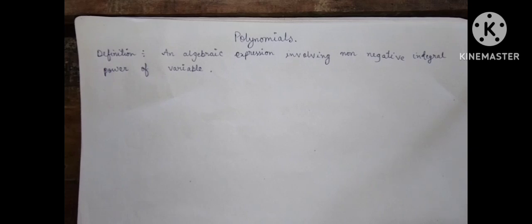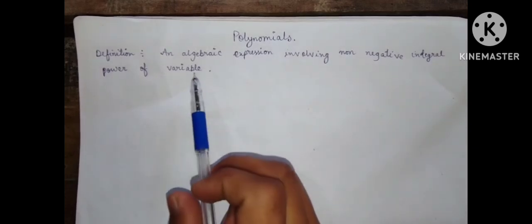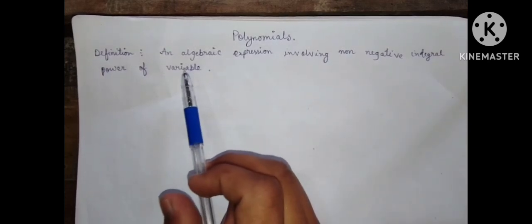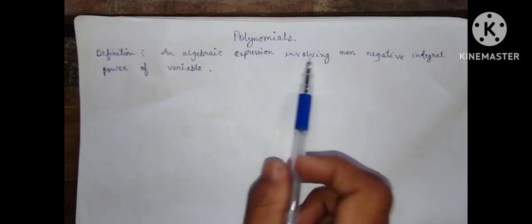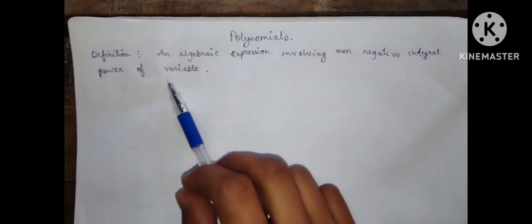Now what is the definition of polynomials? Now I'll write down the definition. Now I have written the definition of polynomials. So what is the definition of polynomials? Let us see. An algebraic expression involving non-negative integral powers of variable.